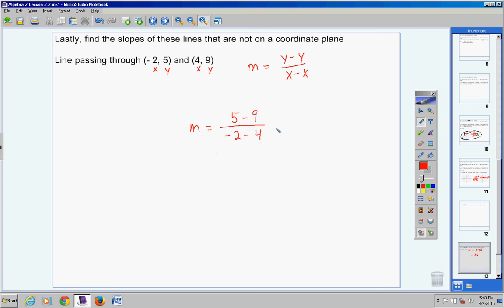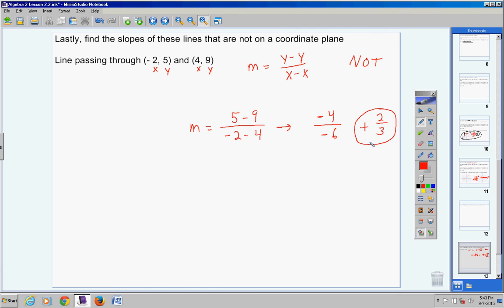Okay, so here we go. Positive 5, negative 9, negative 4, negative 2, negative 4, negative 6. A negative over a negative is positive. And you can reduce 4/6 to 2/3 and we're finished. And by the way, when you use this formula here, you do not need to check for positive or negative slopes. The formula does it for you automatically.